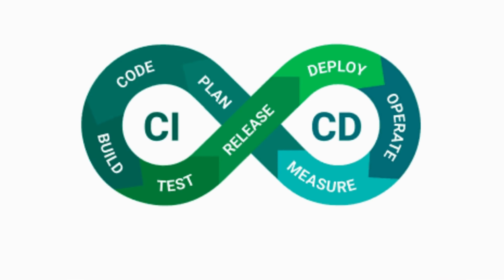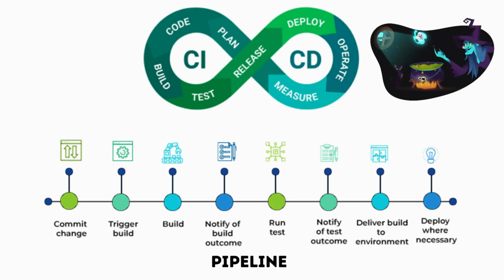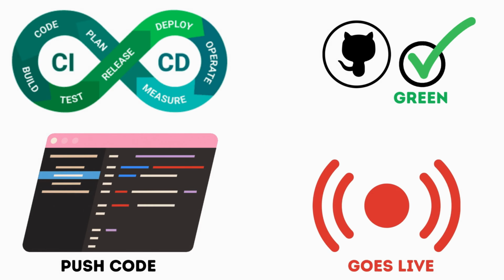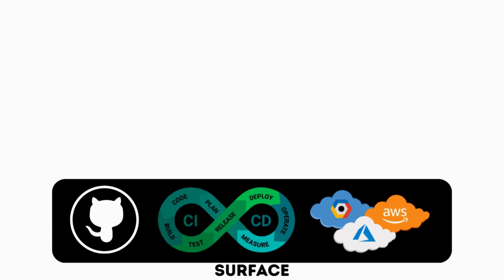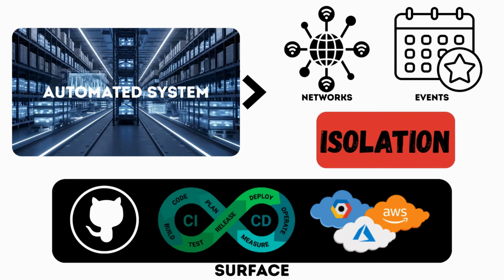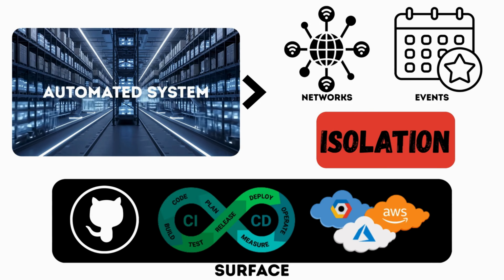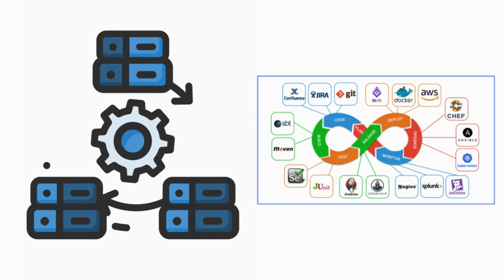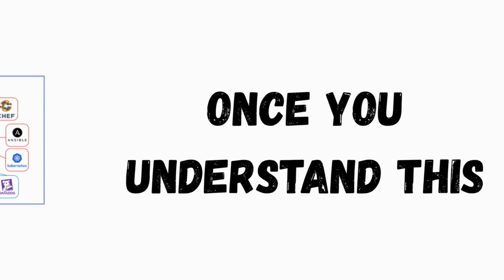Most people think CICD is just a pipeline that magically runs in the background. You push code, then lights turn green and something goes live. But the truth is far more interesting. Under the surface, an entire automated system of networks, events, and isolation springs into action. Today, you're going to see how CICD actually works, not from a tool's perspective, but from the system's point of view. Once you understand this, CICD stops being a black box and starts making sense.